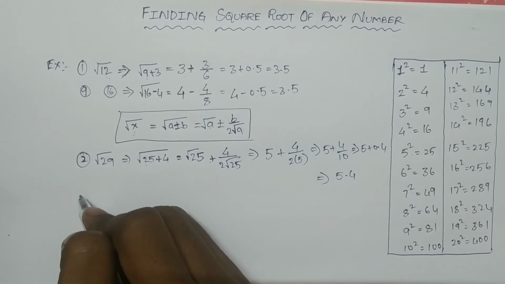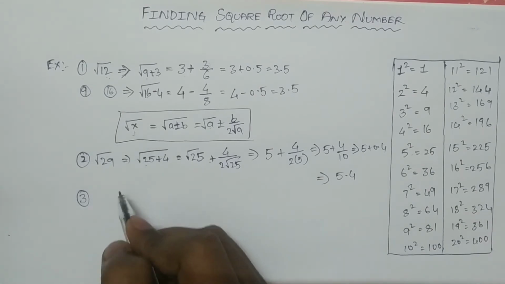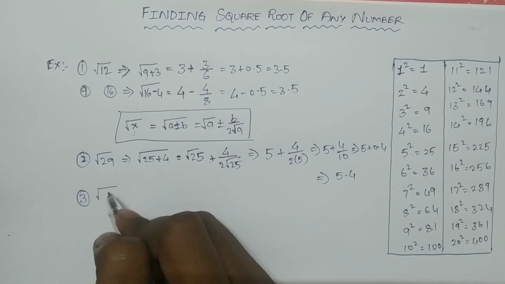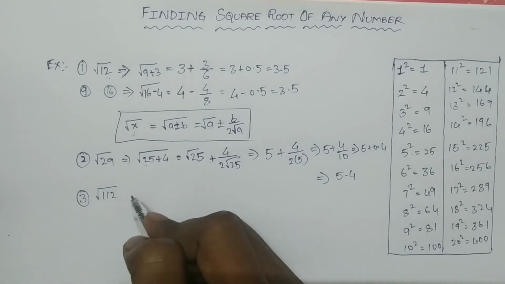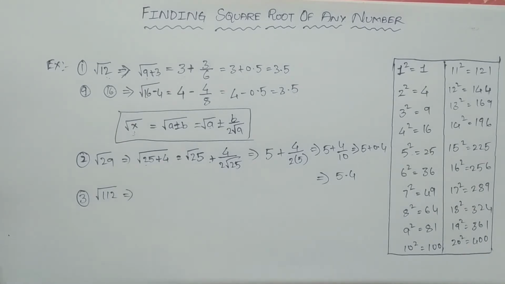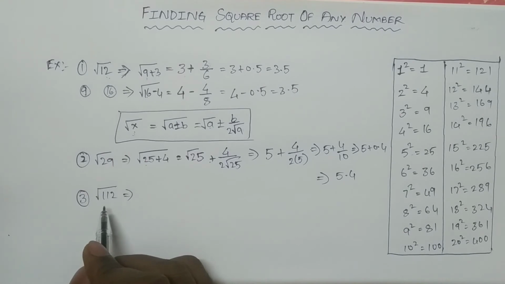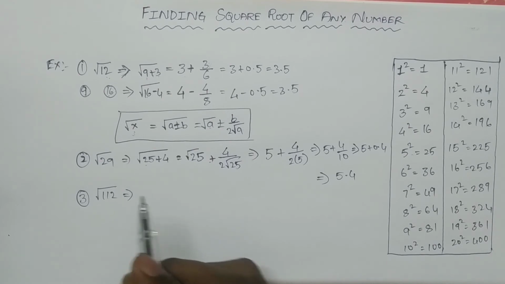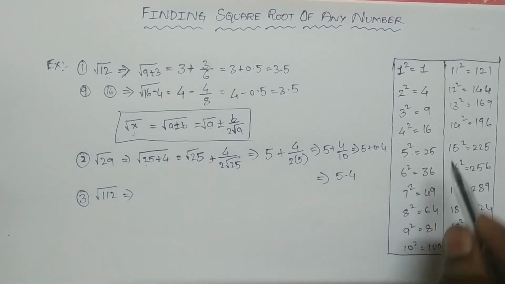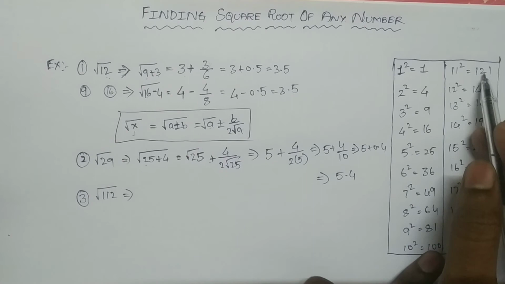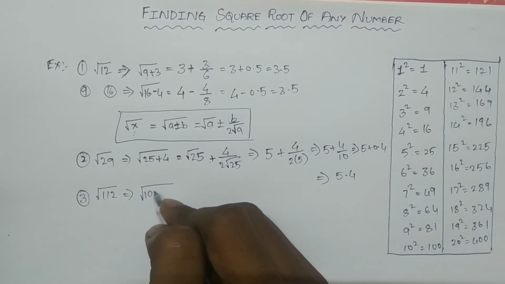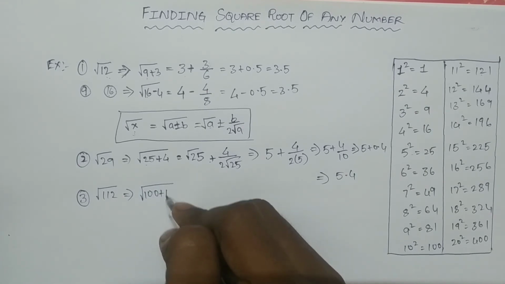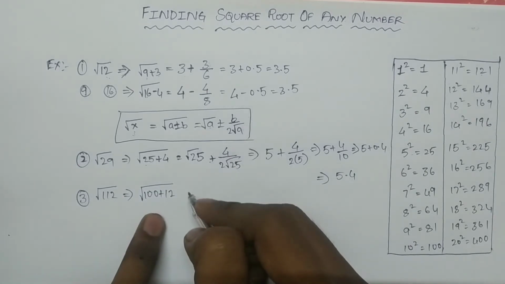Let's do one more example. I am taking root over 112 as my third example. I am going to solve this example now. So here the nearest perfect squares for this are 100 and 121, that is 10 square and 11 square. So I am writing it as 100 plus 12.